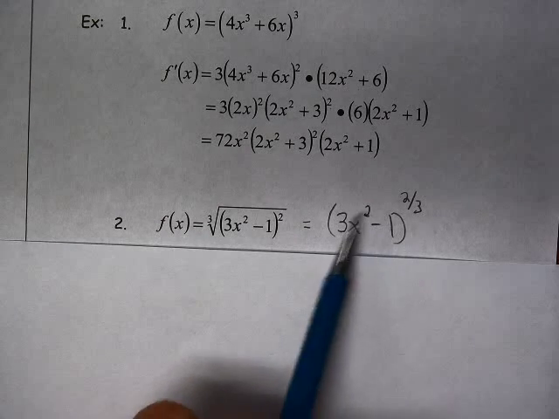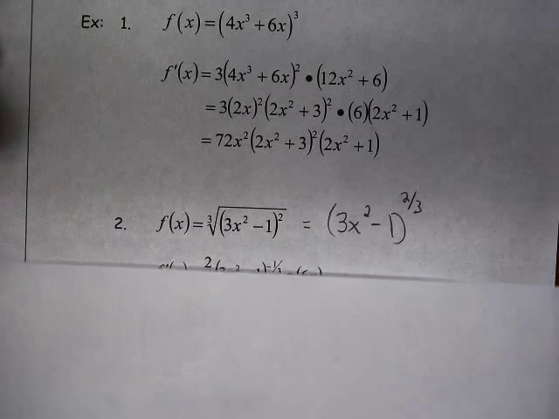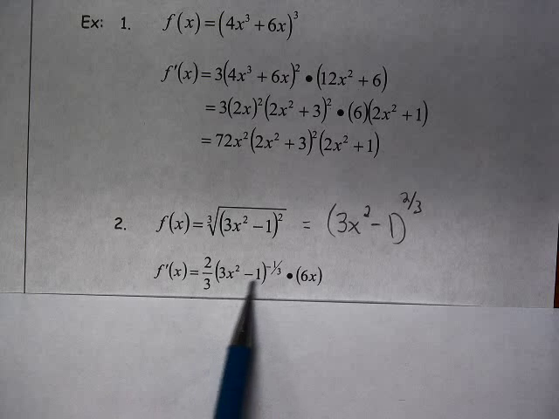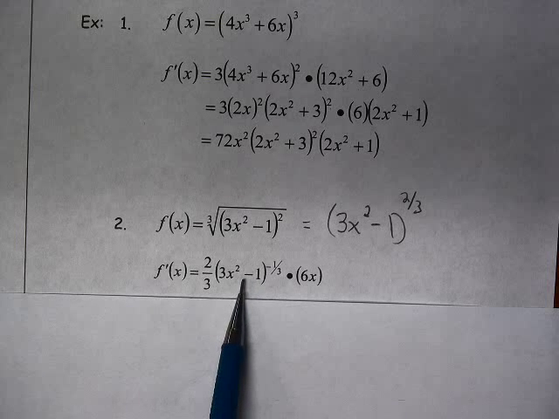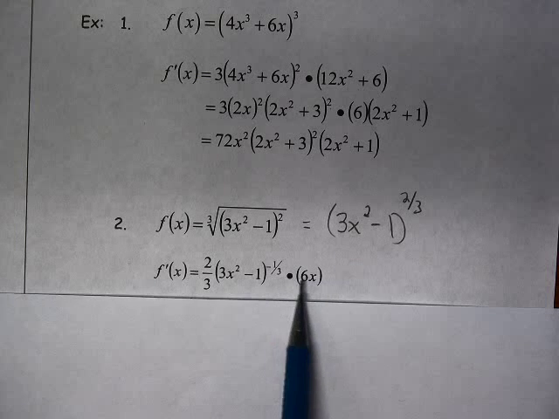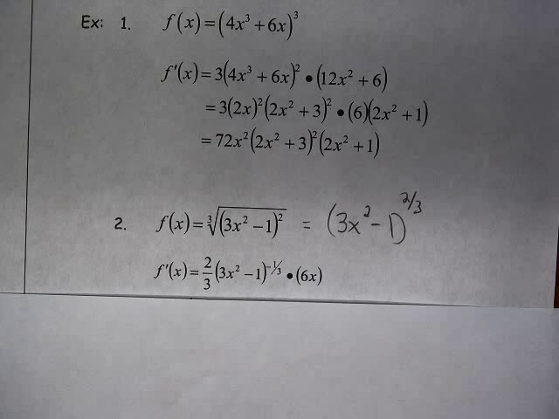So the derivative of the outer part, we're going to multiply the 2/3 down and subtract 1 from the exponent. The inner part remains unchanged. And then the derivative of the inner part is just going to be 6x, so I multiply by 6x. That's my g prime.